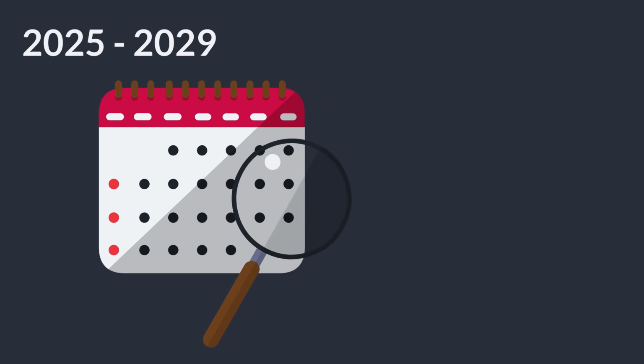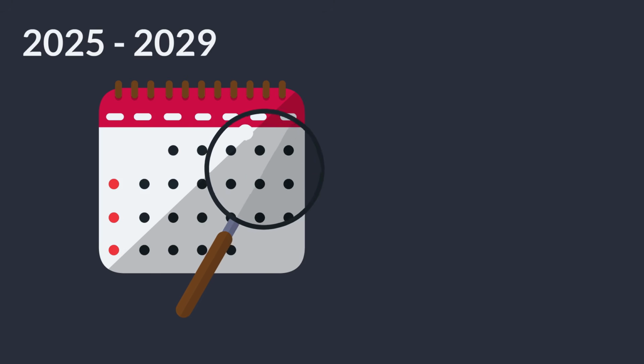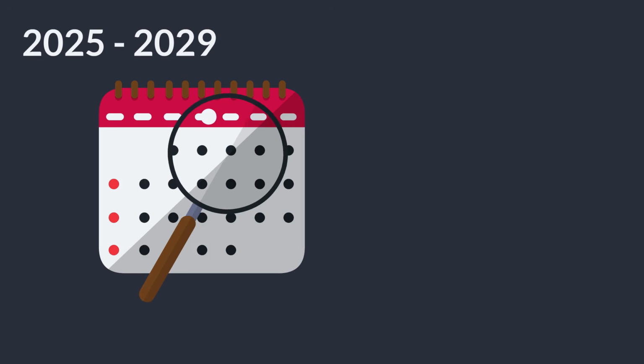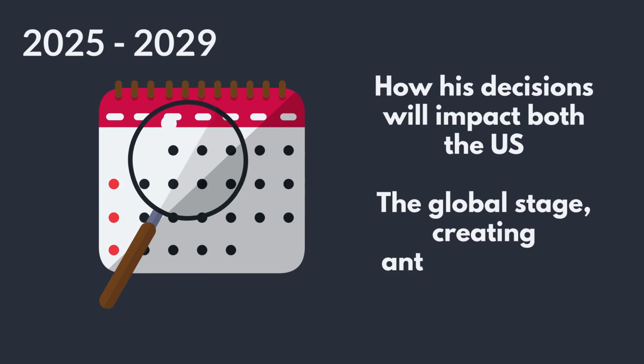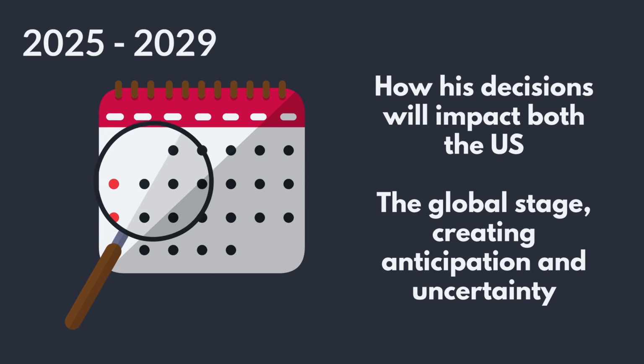This second term will not only continue his previous policies, but also address criticisms and challenges from his first administration. As the next few years unfold, attention will focus on how his decisions will impact both the US and the global stage, creating anticipation and uncertainty.